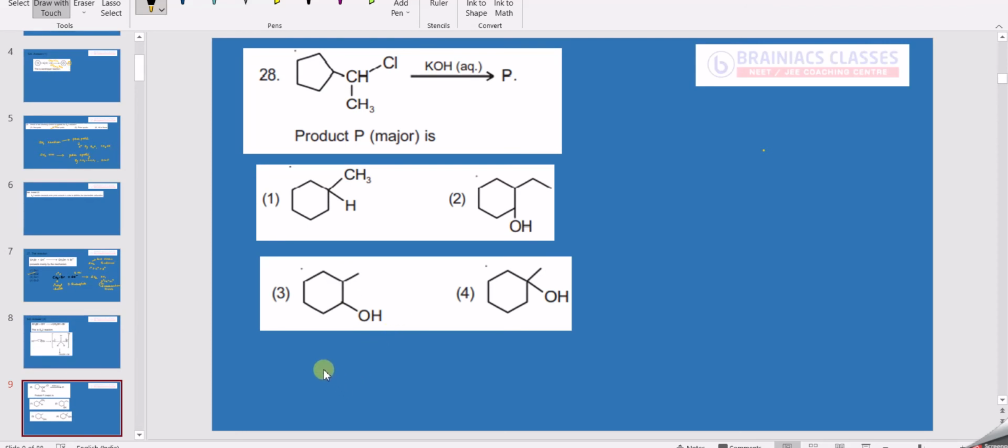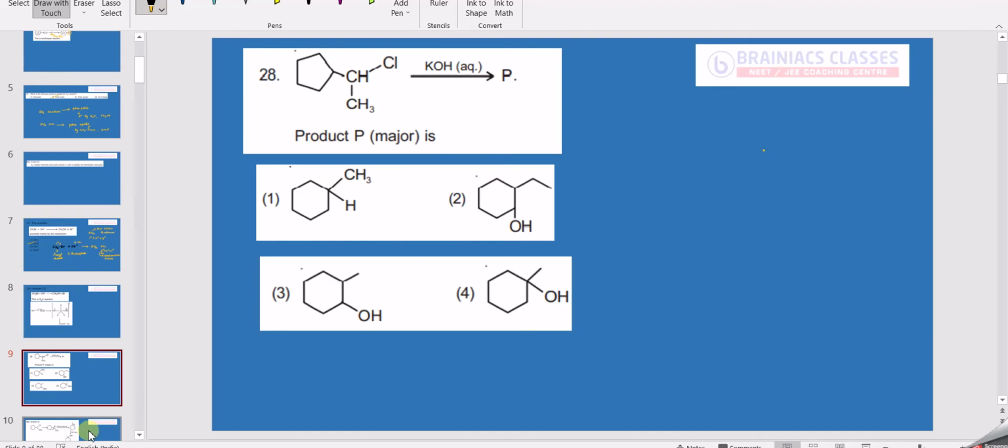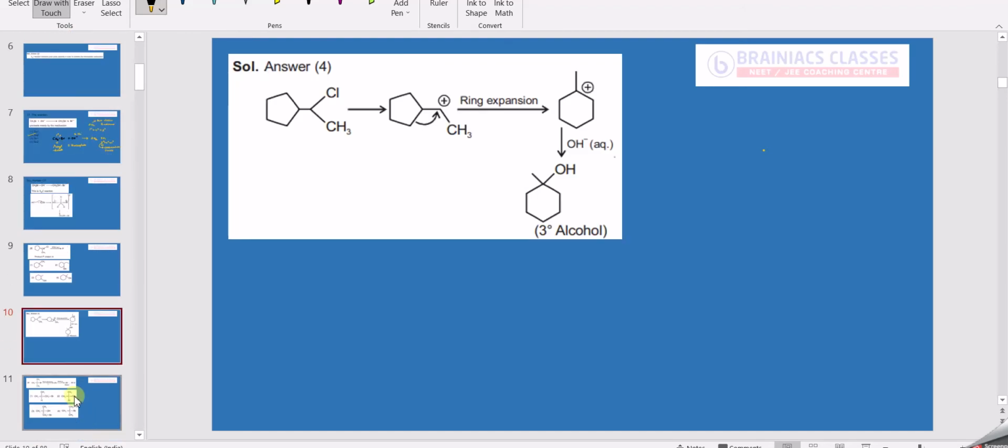It's a very good question actually. So you are given an alkyl halide. It's a 2 degree alkyl halide and it is treated with aqueous KOH. So what is the product formed in the reaction? Can anybody tell me? So first let me tell how this reaction happens, then we will go with the other one.